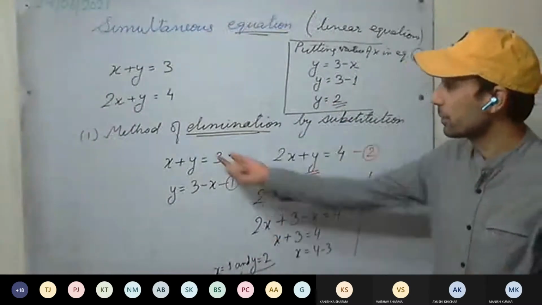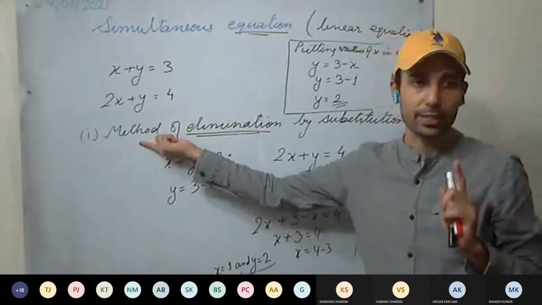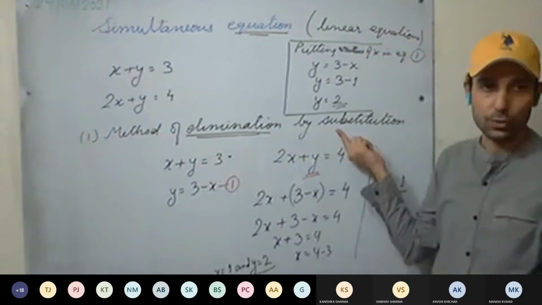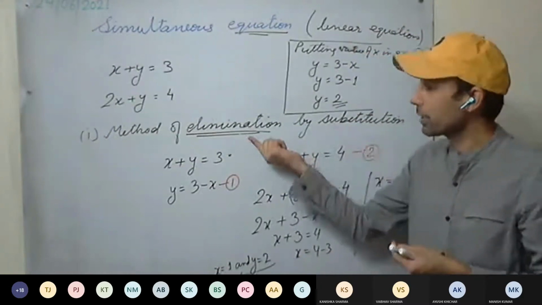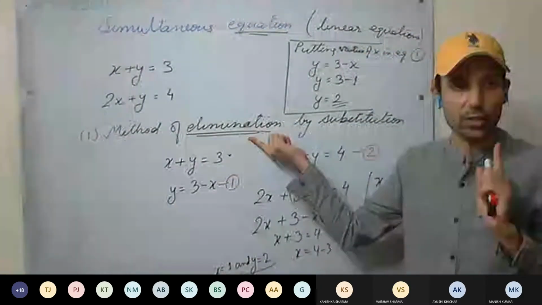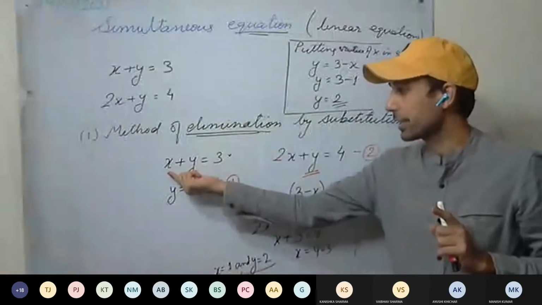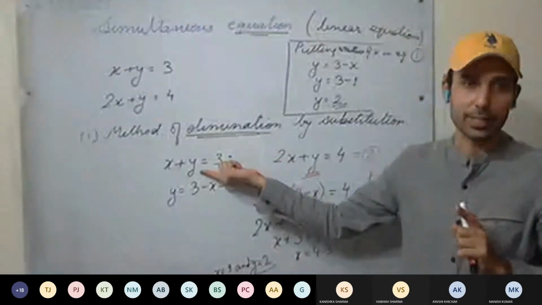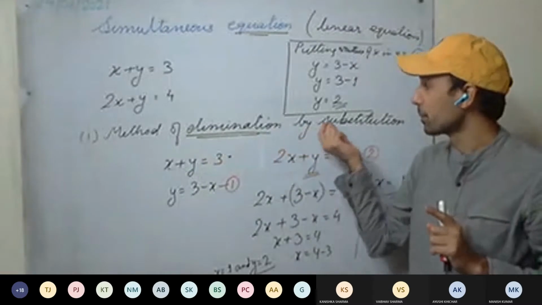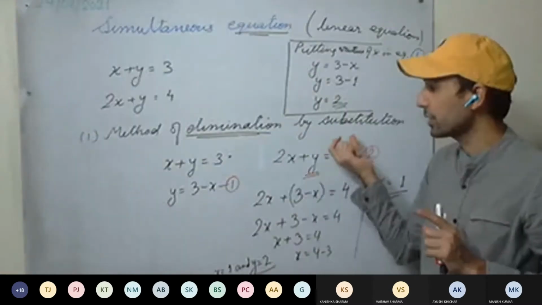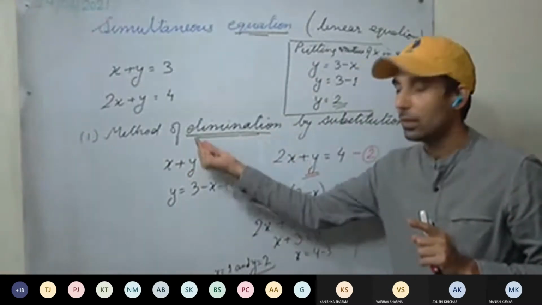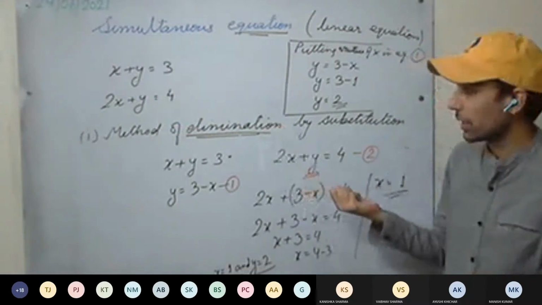So see here what we have done. We are discussing the first method, that is the method of elimination by substitution. So what are we going to eliminate? We are going to eliminate any one of the variables, that is either x or y. We are going to eliminate by substitution, that is, substituting the value of one variable in terms of the other. Okay, this is clear.